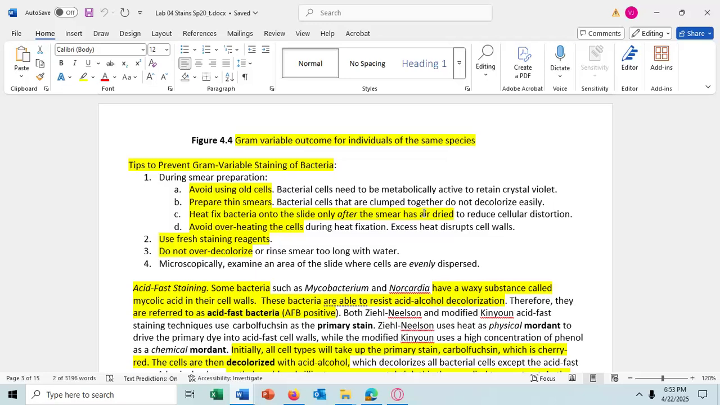So don't overheat the cells. Use fresh staining reagents and do not over decolorize, do not under decolorize as well. And we'll talk a little bit more about that. Any questions about the gram stain?